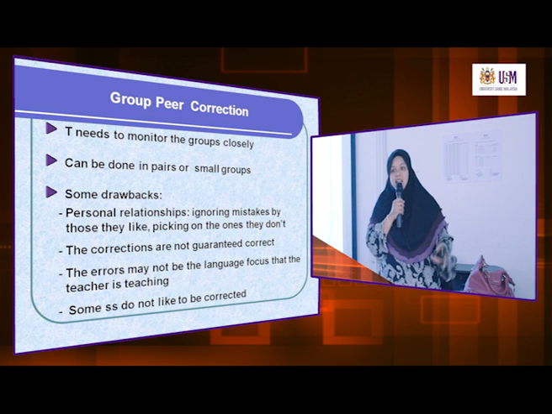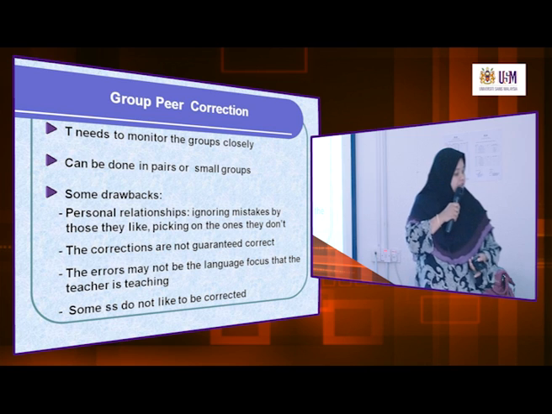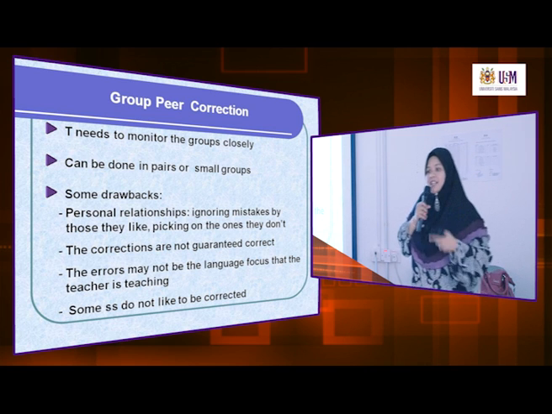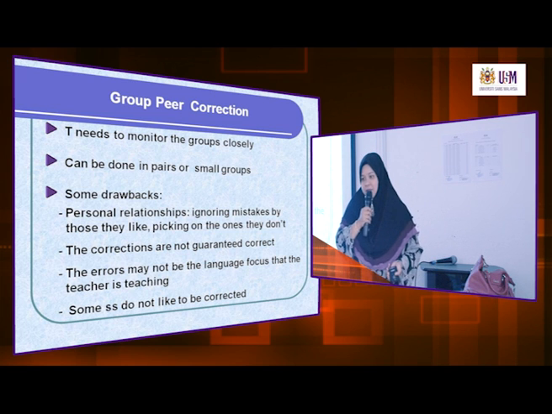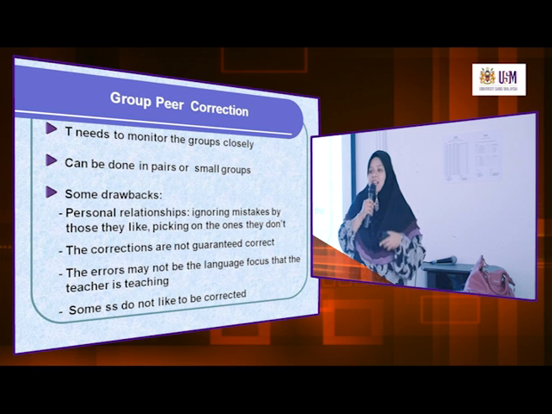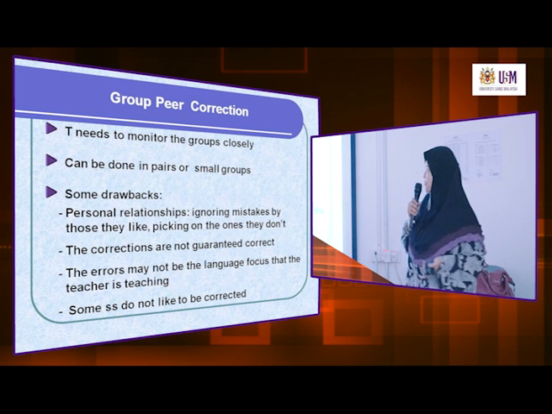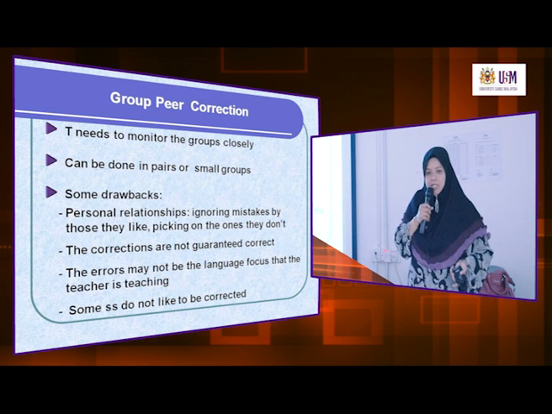So, the corrections are not guaranteed correct. The errors may not be the language focus that the teacher is teaching. You are teaching them grammar, tenses, but they are correcting vocabulary and sentence structure, which is not the language that you are focusing. So that can also be another drawback. These are some drawbacks that you should anticipate when you are using group peer correction.